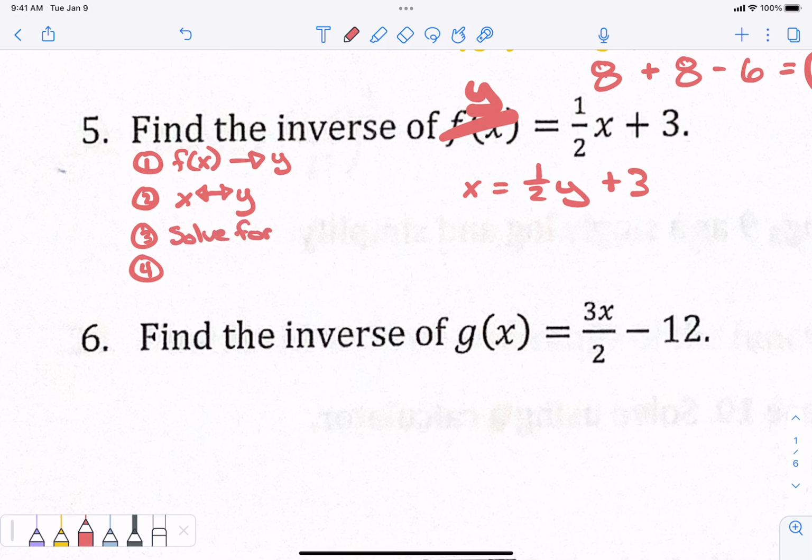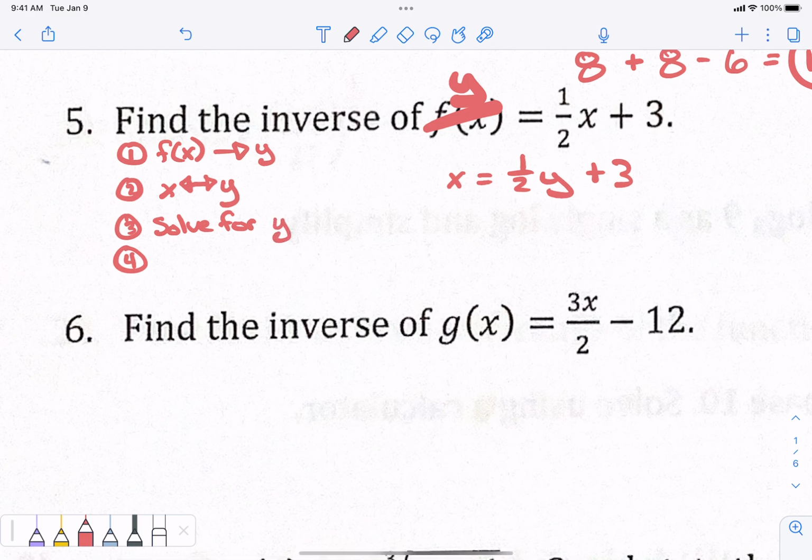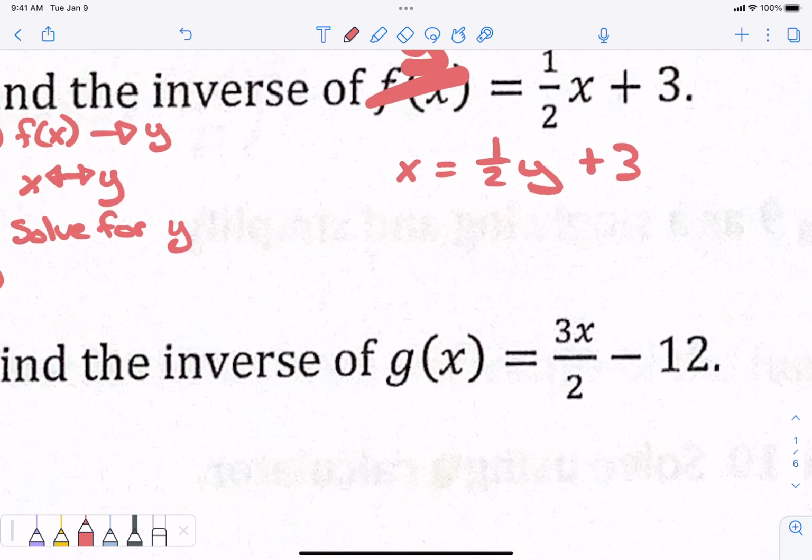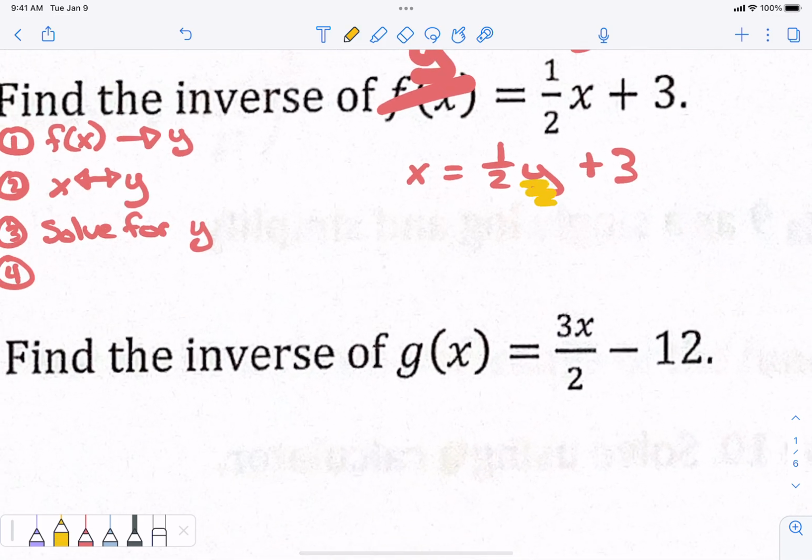Now I solve for y. I get the y back by itself again, right? But I have to undo the equation in order to solve for y, right? Okay? So if I'm trying to get this y by itself right here, this is the hardest part. Step 3 is the hardest part of all 4 steps, right? If I try to get that y by itself, what do you do first? Minus the 3. Minus 3, okay? What's it look like? x minus 3 equals 1/2 y.